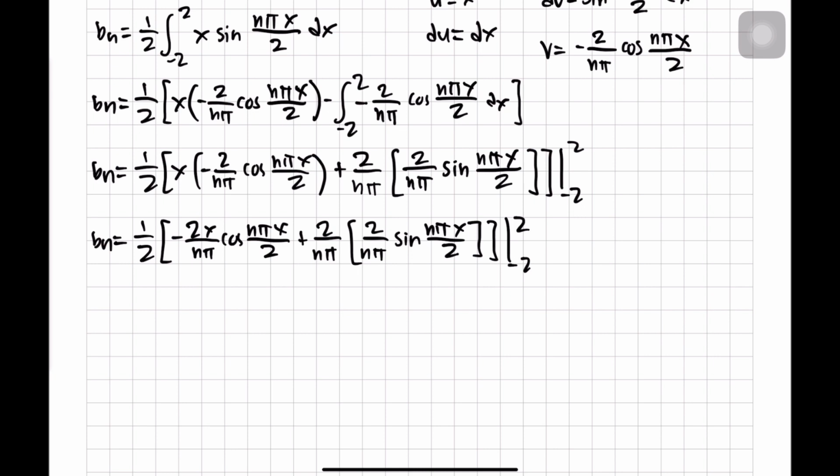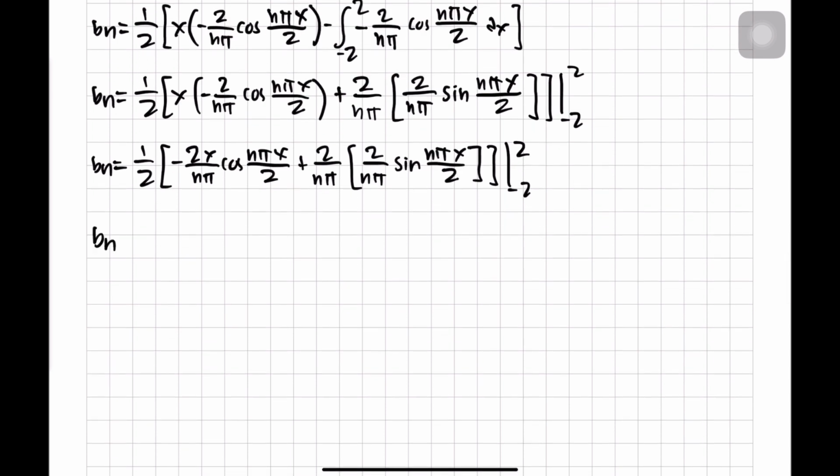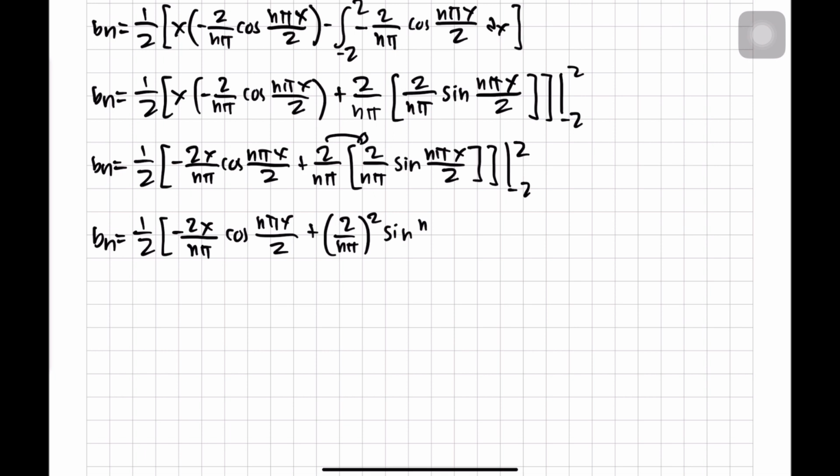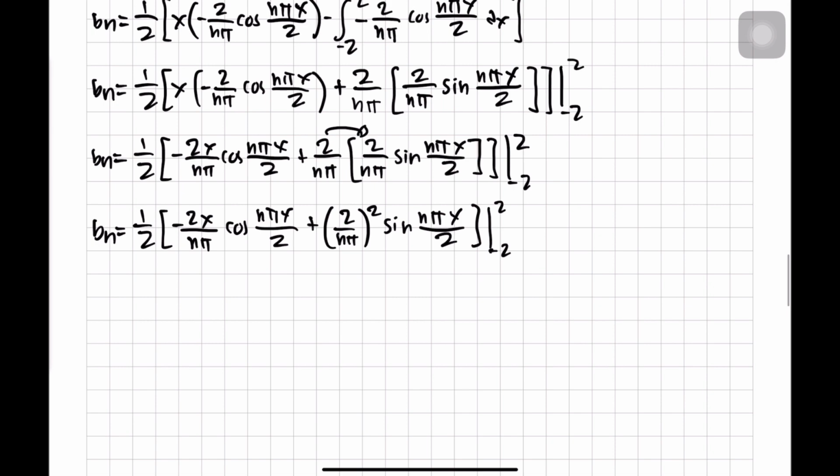All right, so we need to simplify it a little bit more. So it's 1/2 negative 2x and pi cosine and pi x over 2. So this one is just basically 2 and pi squared, and then copy sine and pi x over 2. Okay, so at this part I think it is pretty much okay to substitute now the values for the boundaries.